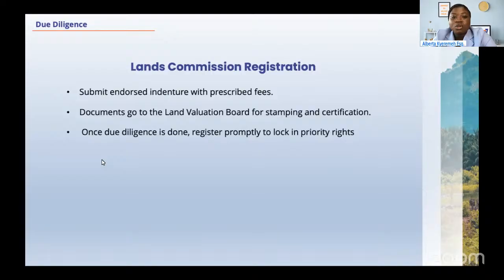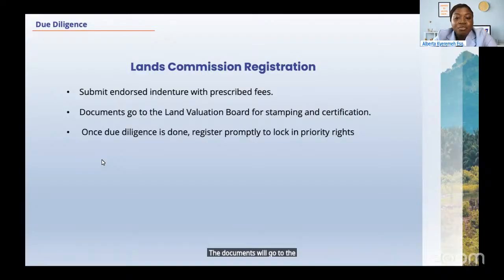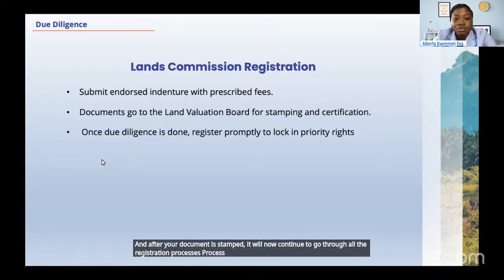Now, with your Lands Commission registration, you would submit your indenture and pay the prescribed fees. The documents will go to the Land Valuation Board for stamping. And after your document is stamped, it will continue to go through all the registration processes at the Lands Commission.